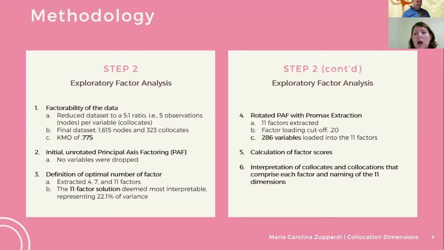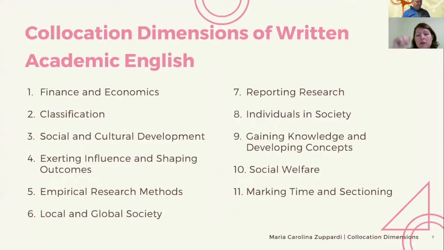They're usually not very high variance encountered in these studies. So then I ended up with 11 factors extracted and 286 variables. So 286 collocates that entered into one of those factors, right? And then I interpreted the dimensions, and it worked. We had 11 dimensions, collocation dimensions of written academic English, right?